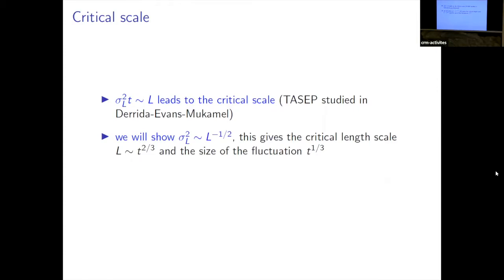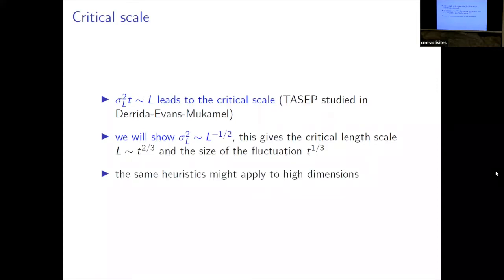And this decay rate is expected to be universal. So for all models in the universality class, you should have this decay rate that gives you this critical length scale. Could you tell us which proof of the central limit theorem that was? I'll show you the sigma squared. Yeah, so the heuristic might apply to high dimensions. I don't know, it's possible. That's why I use mine, because nothing is known in high dimensions.